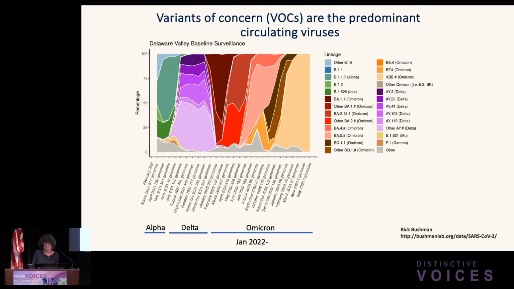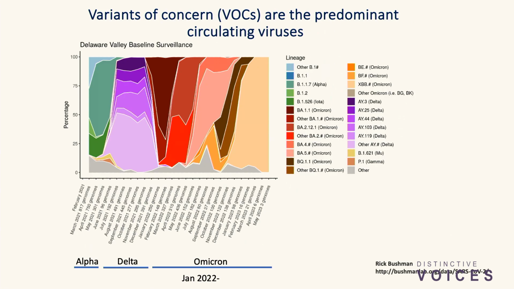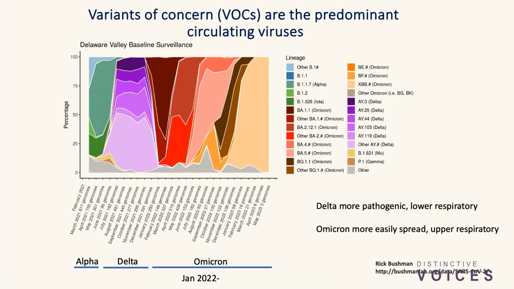Okay, so this is just a picture of my chairman of my department, Rick Bushman, who was sequencing RNAs like crazy, and this shows the Delaware Valley outside of Philadelphia where we live. Just to show, initially we had the Alpha, Delta, and Omicron variants. We're still in the Omicron variant system, and they keep evolving and changing, and I don't actually know how it's decided when it's still Omicron or when it's different enough to be the next variant. But right now we're still in different Omicron systems.